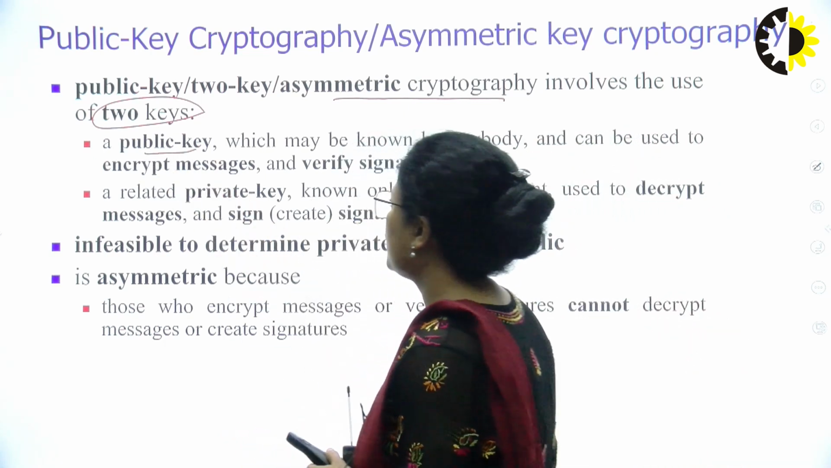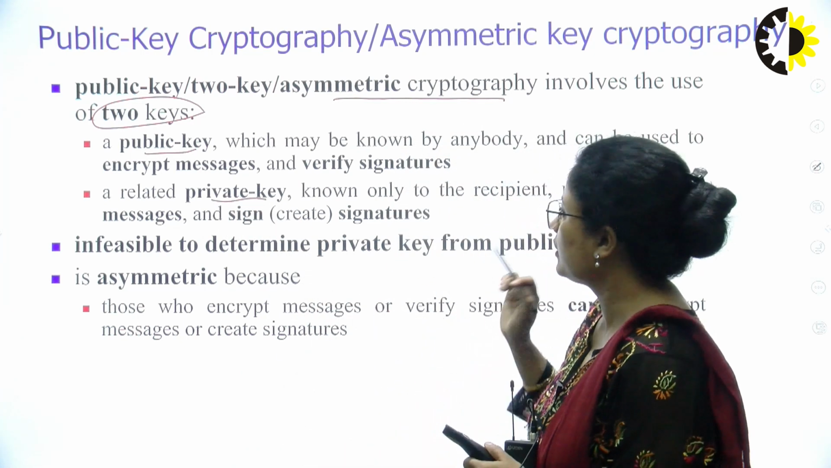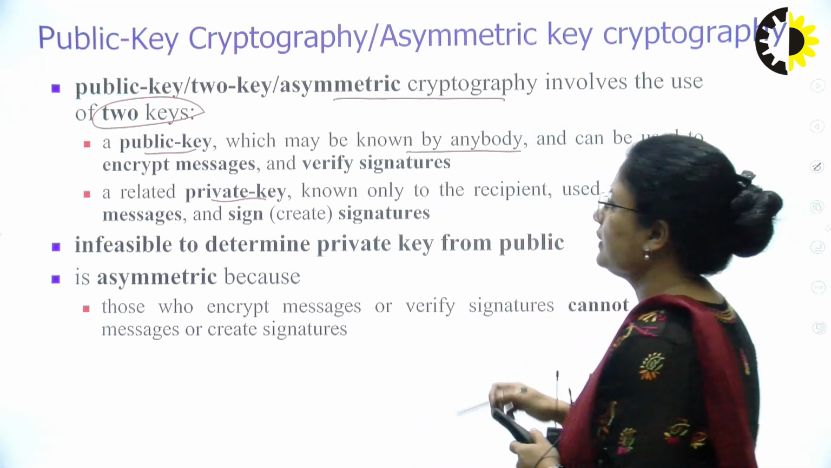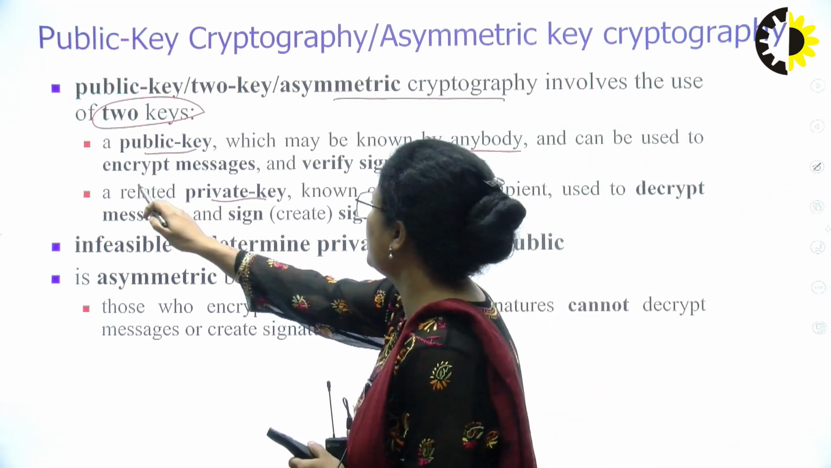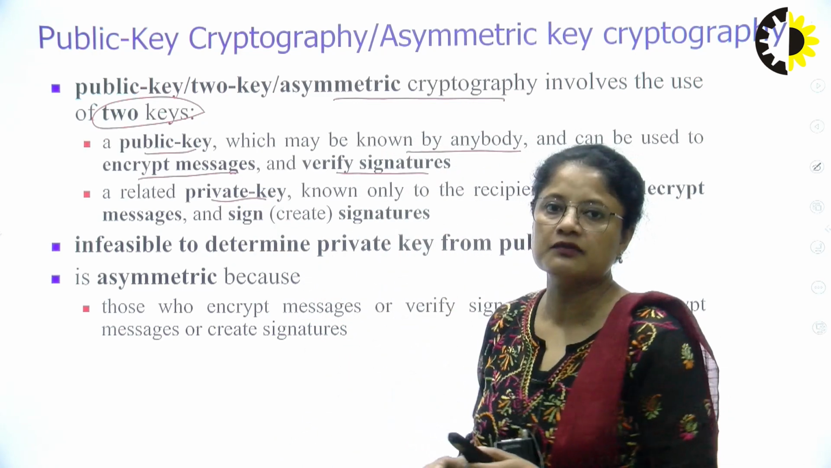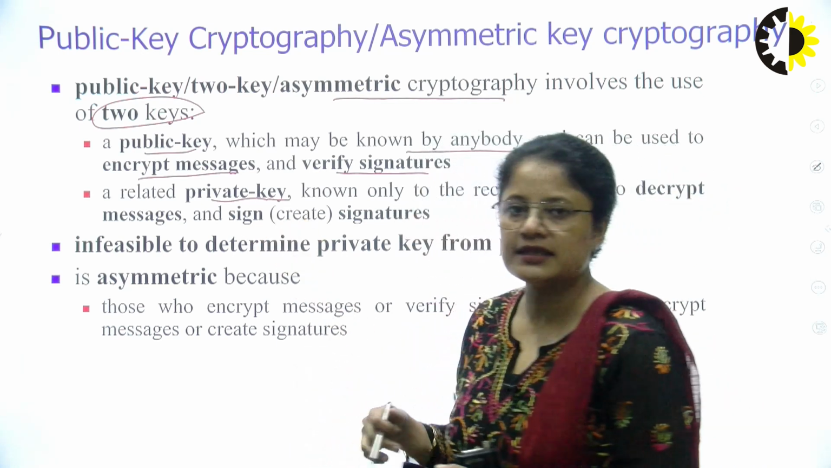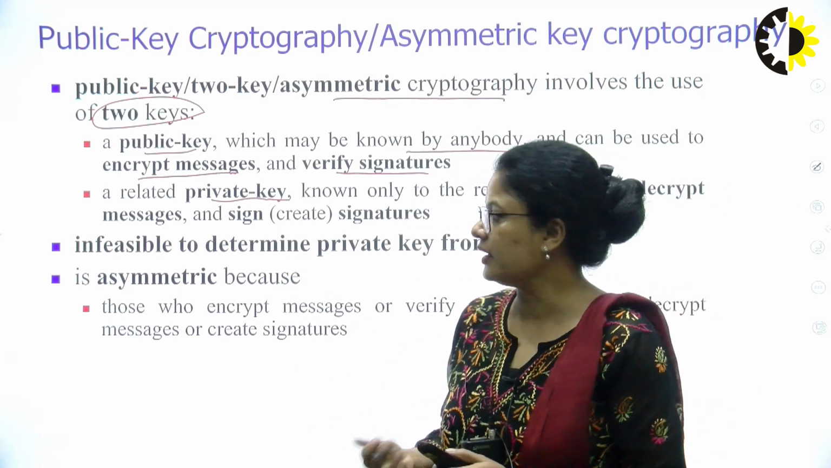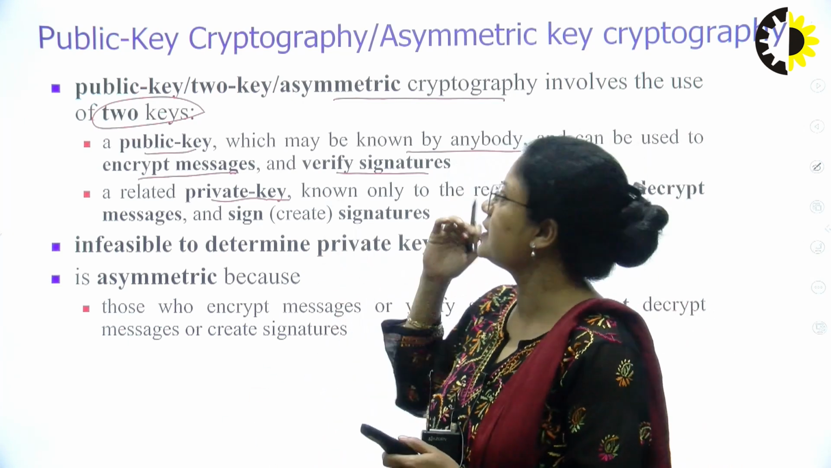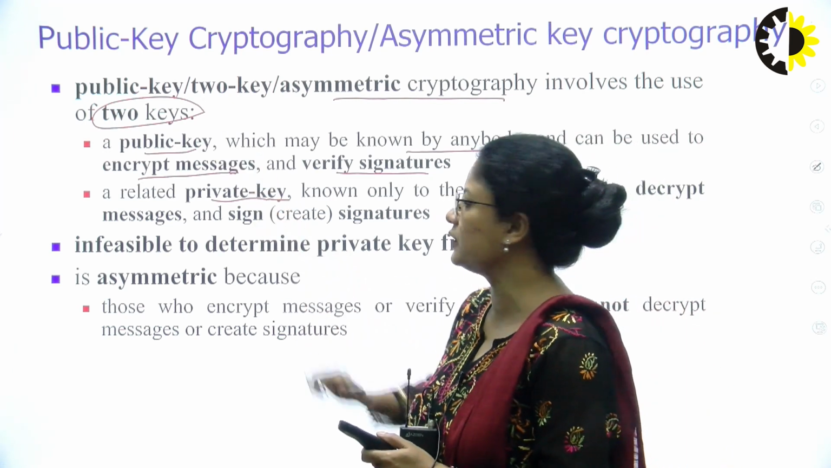One key is called as the public key and the other key is called as the private key. Now, the public key is a key which will be known by everybody in the network, and this key can be used for the purpose of encryption of messages as well as for the purpose of digital signatures. Now, when it comes to private key, again, as I said, every unit in the network, whoever wants to communicate via the asymmetric key cryptography system, has to have two sets of keys. One is the public key and the other one is the private key.